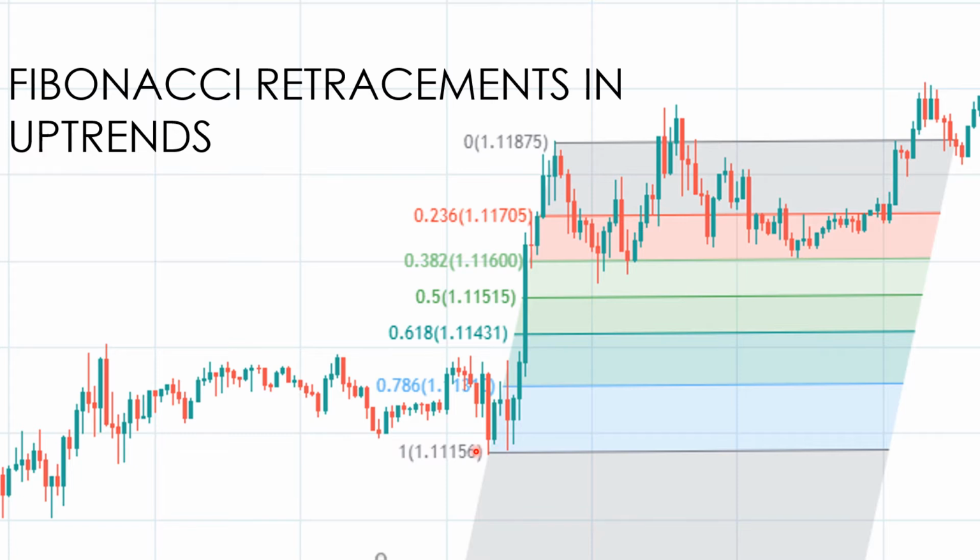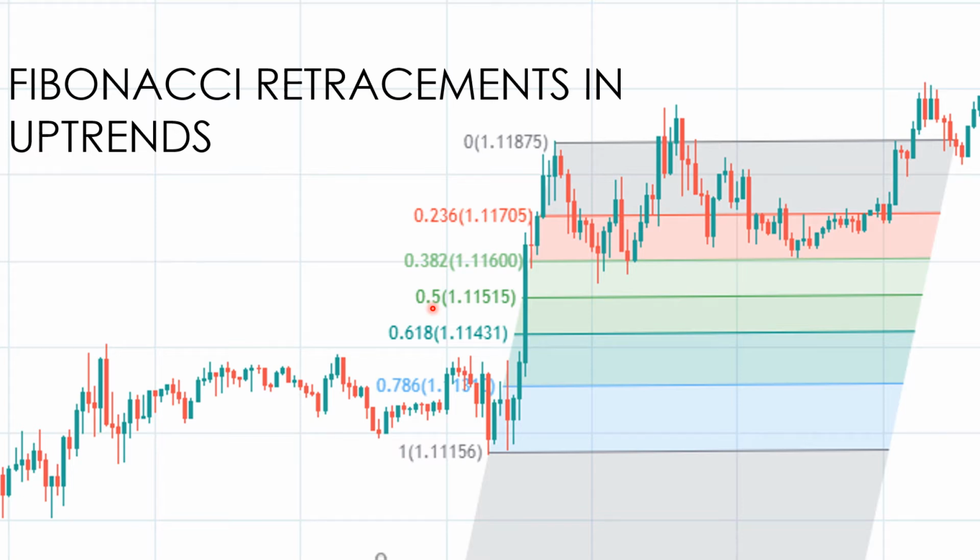So when you're in an uptrend, what you're meant to do is you click on this swing low, and then you drag the cursor to the most recent swing high, which is this one. And then the software that you're using should produce something like this with each Fibonacci level. Just so you know, 0.5 isn't really a Fibonacci level, but it is usually included.